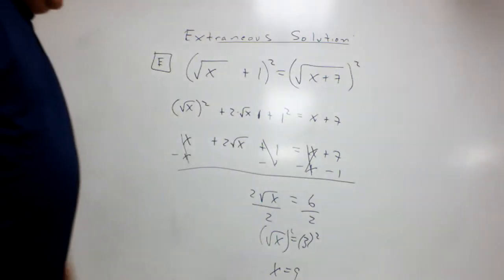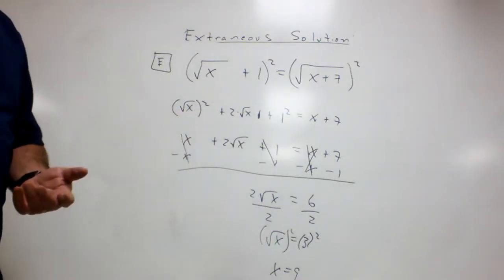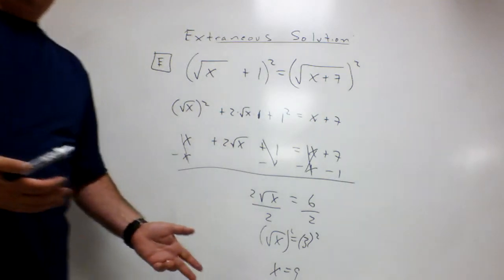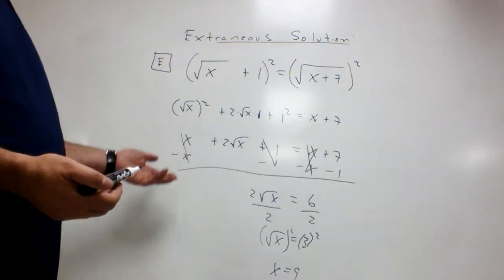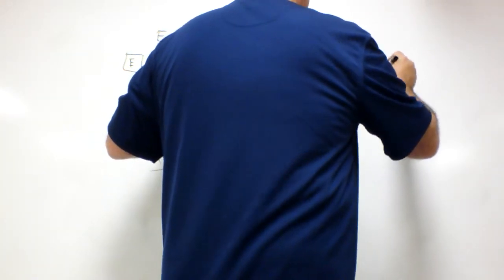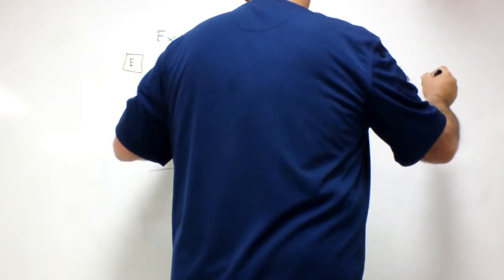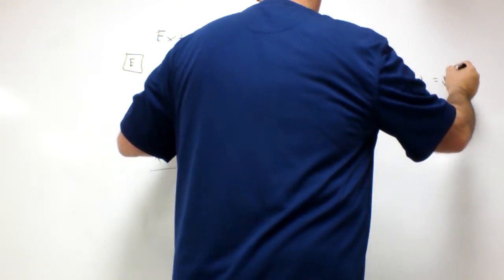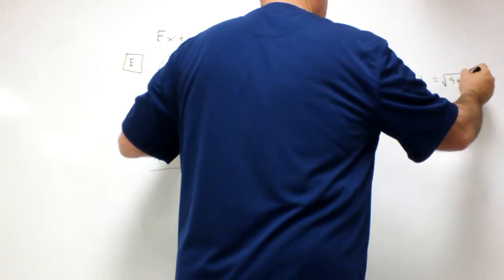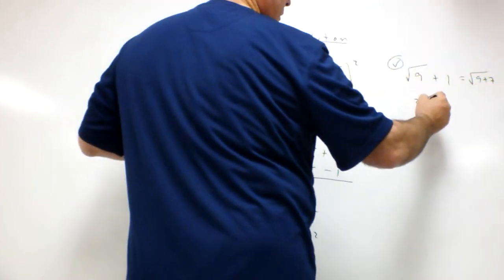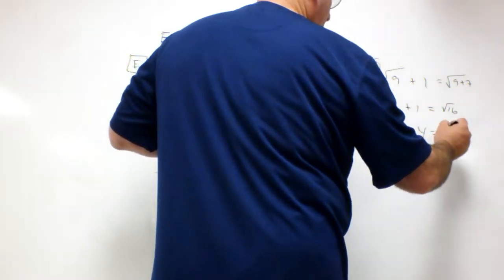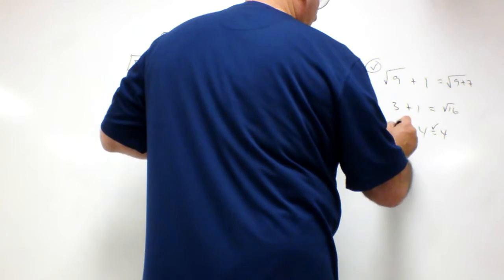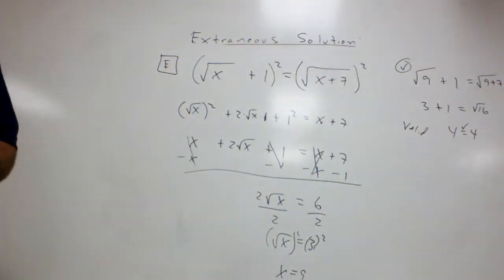And then what we're supposed to do is check to see if this is going to give us an extraneous solution. As much as we may have solved it, and this is our answer, it may still provide us an invalid solution. So we go back to the original problem and check it. We're going to do the square root of 9 plus 1 equals the square root of 9 plus 7. The square root of 9 is 3 plus 1 equals the square root of 16. 4 equals 4. This is valid. So this x equaling 9 is just fine for us.